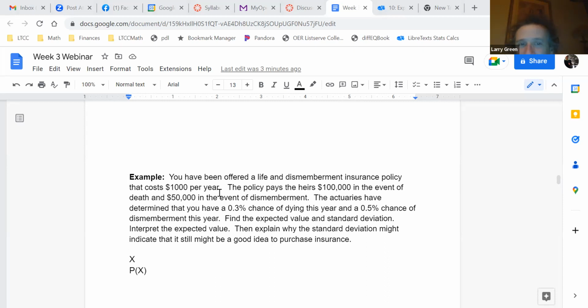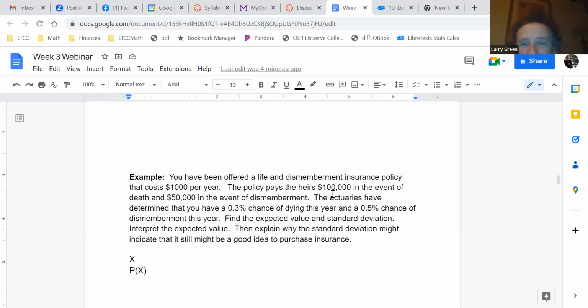You've all seen this kind of stuff, right? The policy pays the heirs $100,000 in the event of death. Obviously you don't get any money because you're dead, but if you have a child or whoever your heir is, and $50,000 in the event of dismemberment. By the way, if you don't know this word, that's like if you cut your hand off or something, or run into an accident and end up blind. That's dismemberment. Does that make sense? So some horrible, not deadly accident, but something that really zaps you.